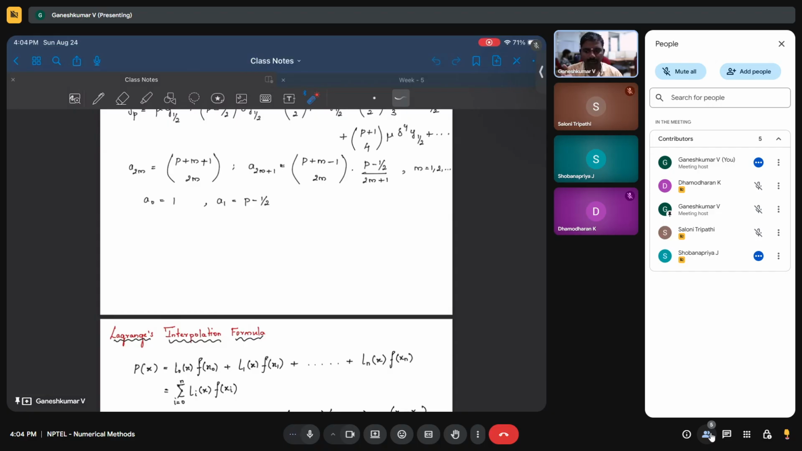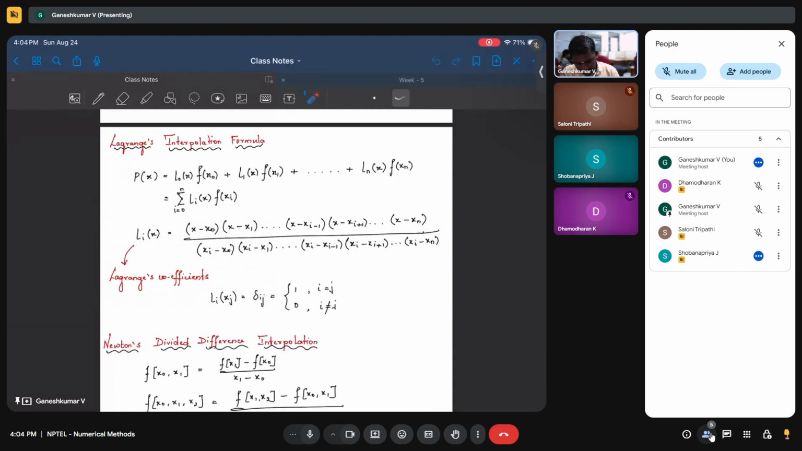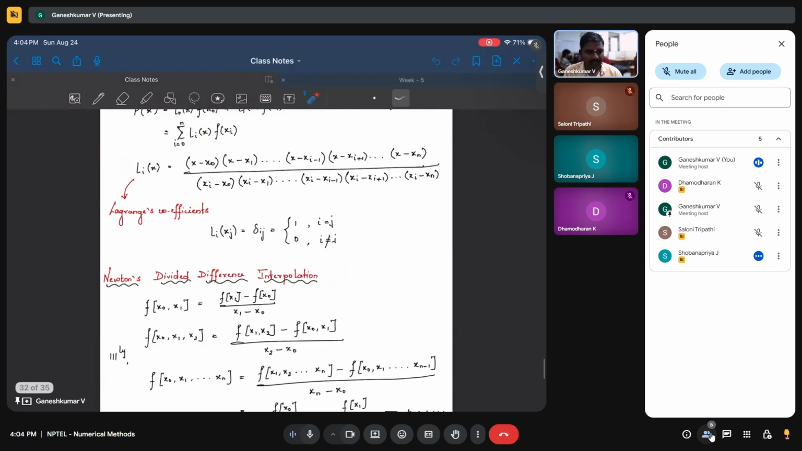Now if we have data points that are not equally spaced, if the spacing keeps on changing but does not follow any order, if it is random, then how would we do it? How do we interpolate between the data points? For that you have the Lagrange interpolation formula, and also you have Newton's divided difference formula.